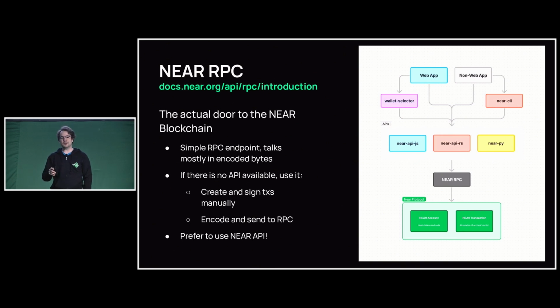It's kind of annoying sometimes to create those because you will create a transaction object, encode it in Borsh, sign it with something, and then encode it with SHA-256. But it's not impossible. I have done it. So it's good to know that if you're building something and you don't find an API, well, most probably you will be able to talk with the RPC directly. But if there is an API, please just use it. It's going to be so much simpler.